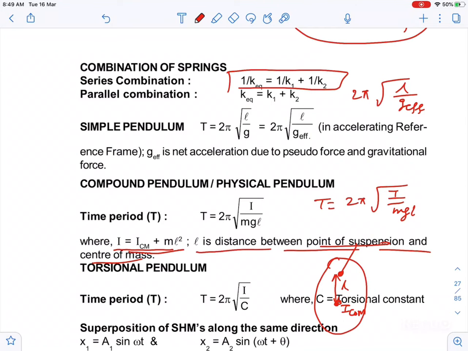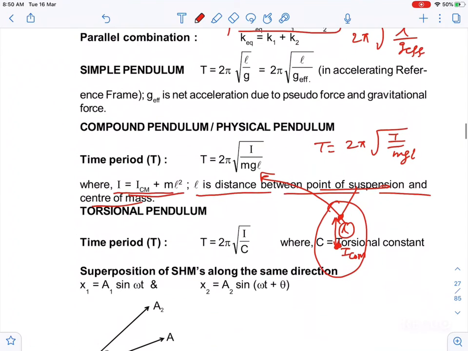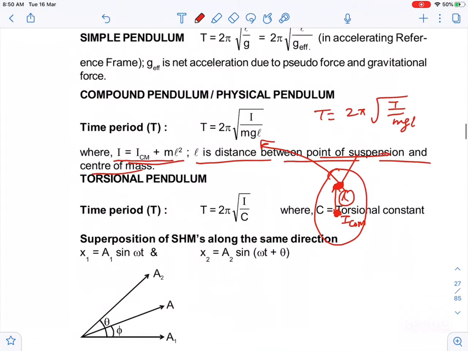This is center of mass, I center of mass plus ml square. This is moment of inertia upon mgL, and L is the length from the point of suspension to center of mass. You have to keep this in mind, guys, because most of the students know this formula but don't know how to apply this formula. So keep in mind, length from the point of suspension to center of mass, and moment of inertia you always take about the point of suspension, not about center of mass.